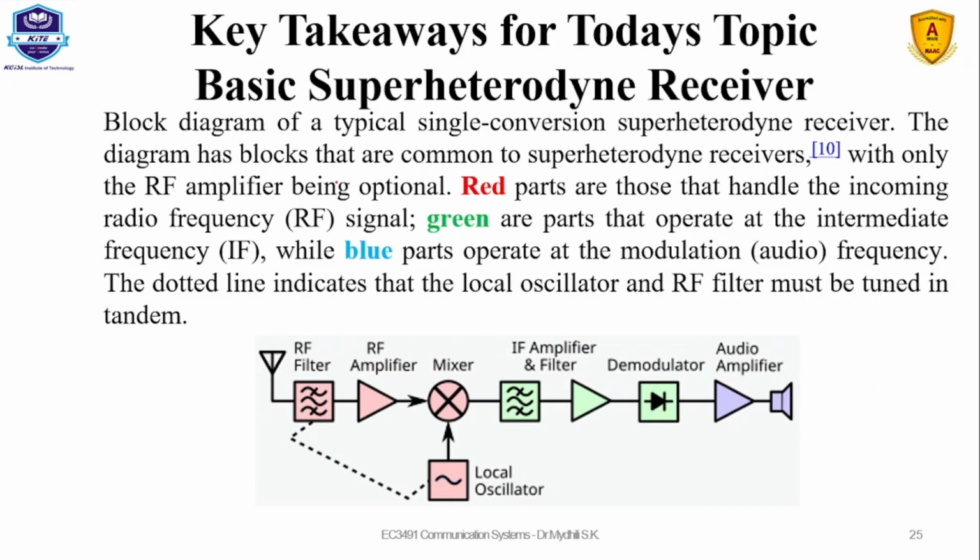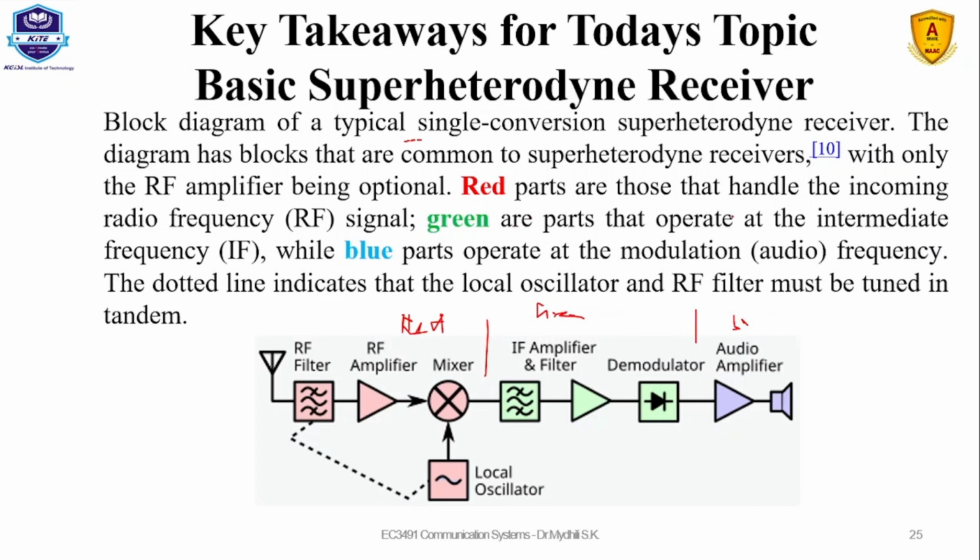So, the basic takeaway of today's topic is that you have studied the basic typical single conversion superheterodyne receiver, which is well explained on Wikipedia. I have referred to this Wikipedia page to show you the difference, since this is a single conversion process. What you have studied is a single conversion process, divided into three parts: the red part, the green part, and the blue part. That's what they have explained here.